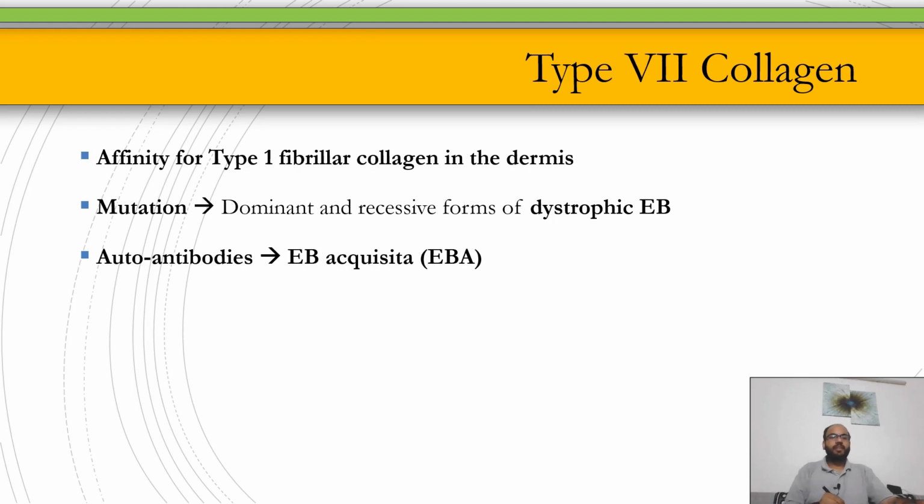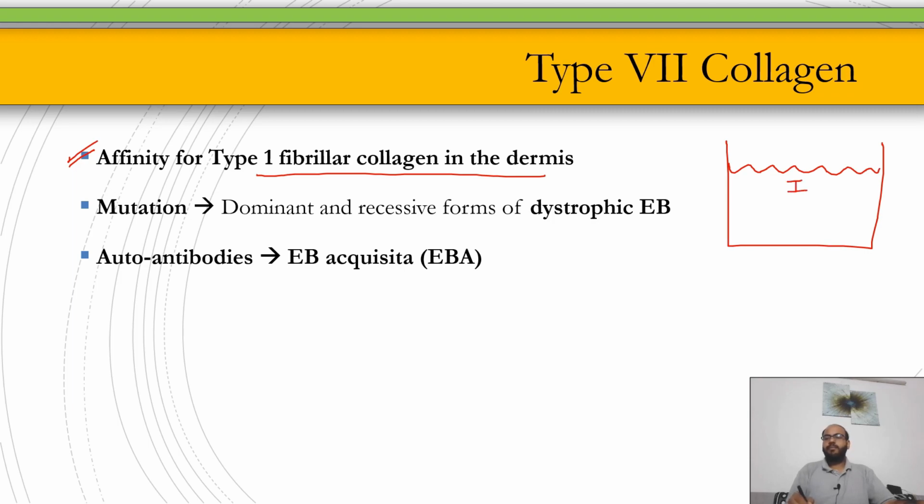Now, type 7 collagen has an affinity for type 1 fibrillar collagen in the dermis. Now, remember, this is a section of skin. Type 1 is more in the top of the dermis. Type 3 is more at the bottom. So, this is dermis, this is epidermis.